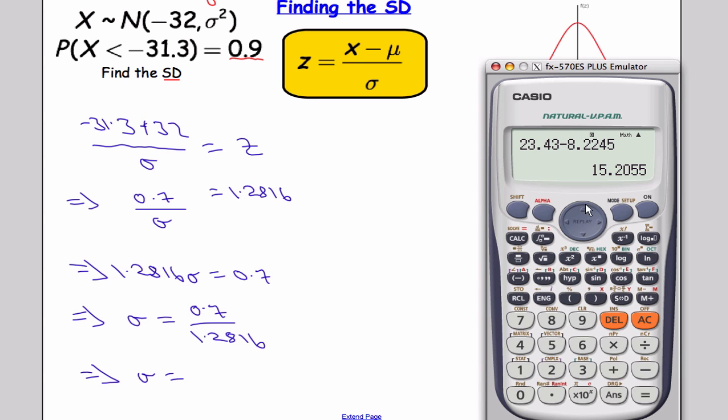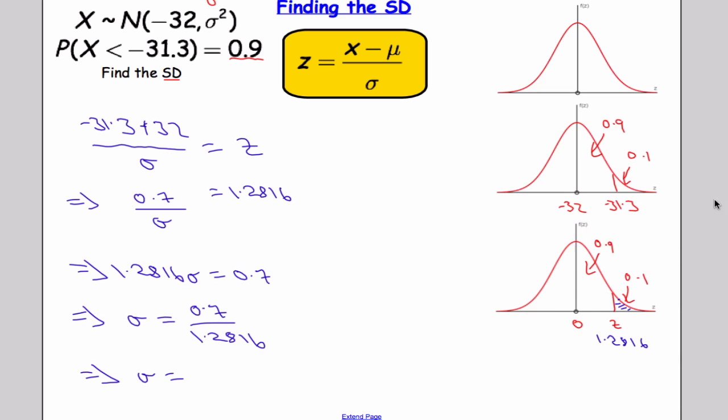Don't want to be trying any more calculations in my head, particularly this one. 0.7 divided by 1.2816. Right, 0.5461922597. Let's take it to 3 sig fig, which gives us 0.546. So the answer is 0.546. And there we have it, folks. We've got the standard deviation.